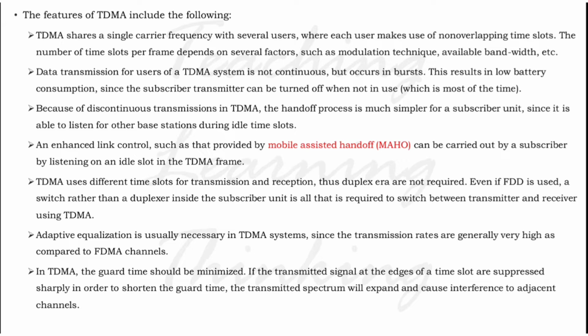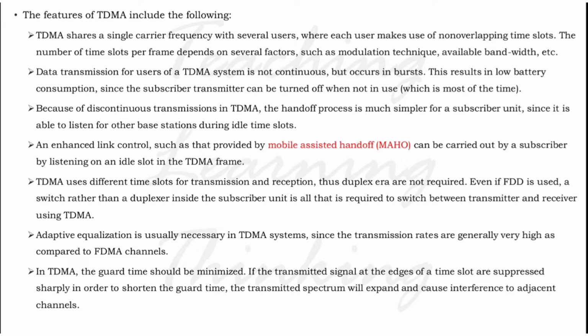TDMA shares a single carrier frequency with several users, where each user makes use of non-overlapping time slots. The number of time slots per time frame depends on several factors such as modulation technique, available bandwidth, etc. Data transmission for users of a TDMA system is not continuous but occurs in bursts. This results in low battery consumption, since the subscriber transmitter can be turned off when not in use, which is most of the time.